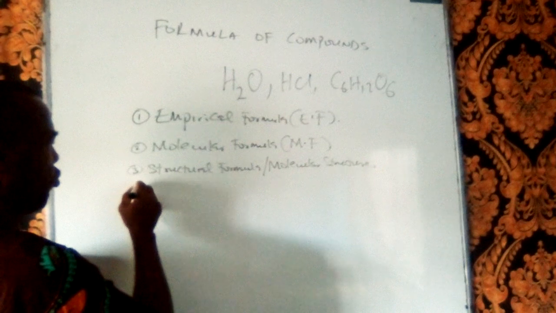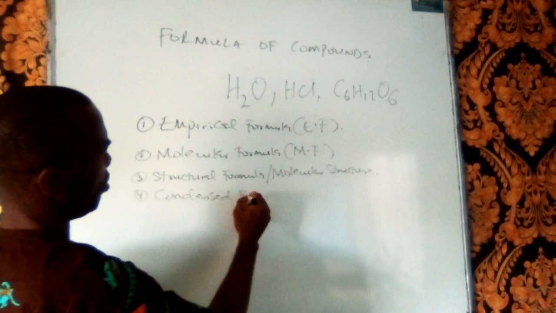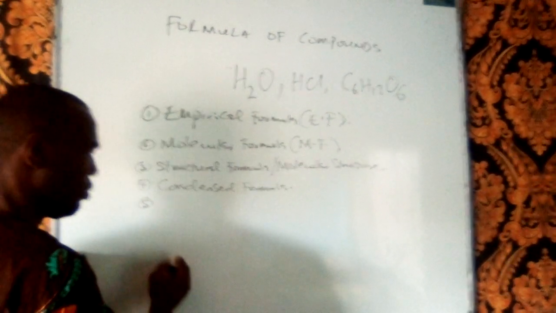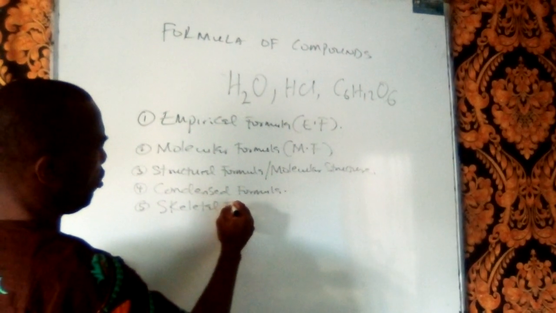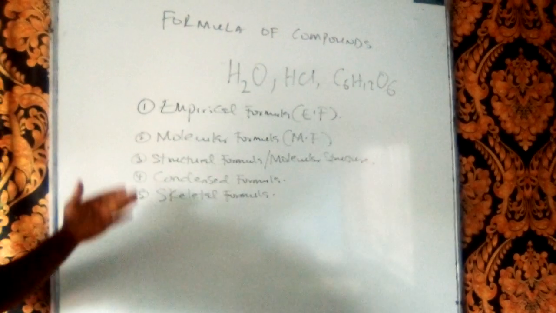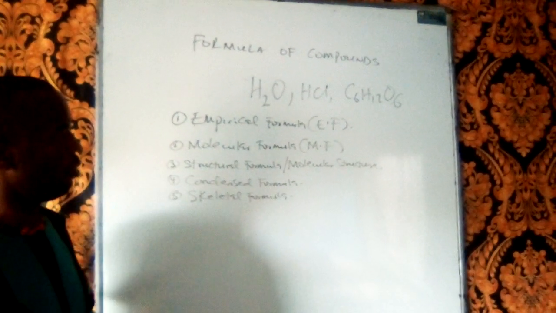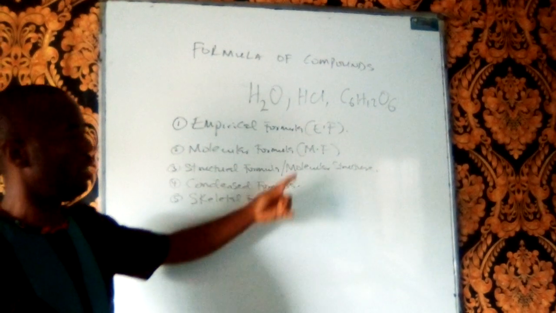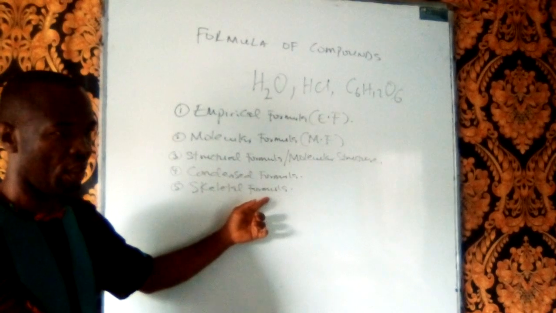We have the fourth one called condensed formula. We also have the fifth one called skeletal or line formula. Some people also call it graphic formula. So these are the formulas a compound can possess in chemistry: empirical, molecular, structural, also known as molecular structure, condensed formula, and then skeletal formula.